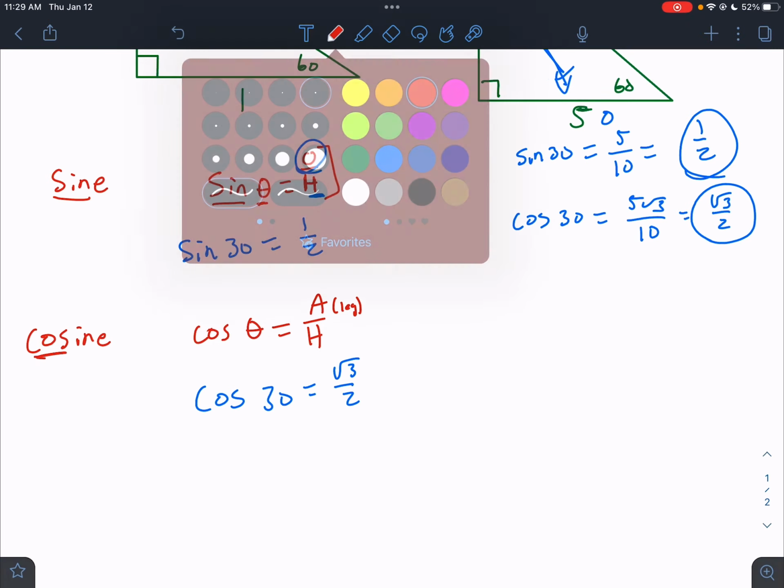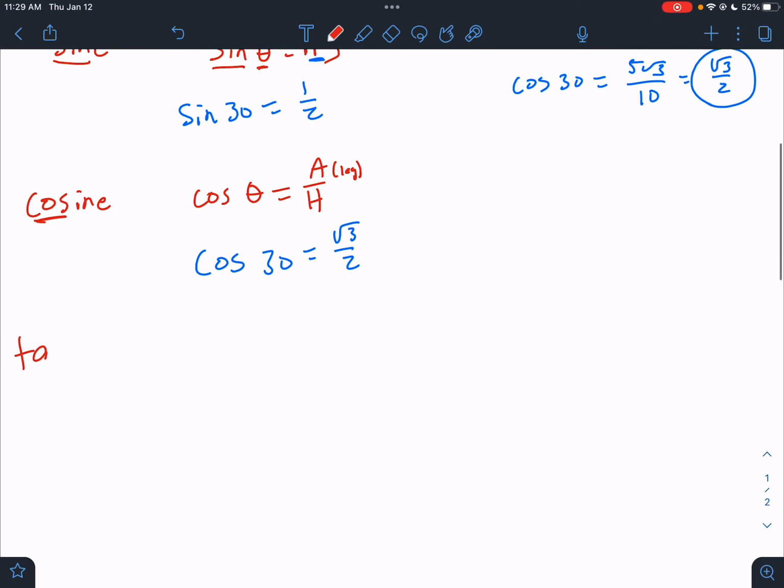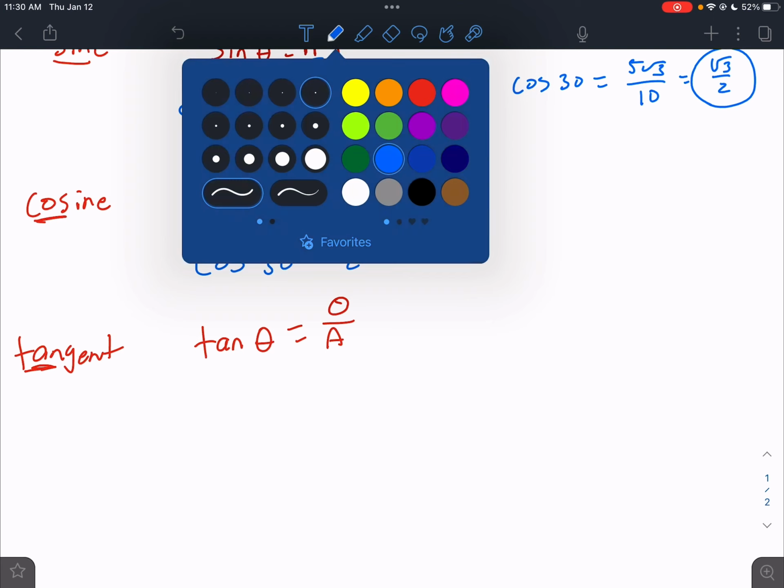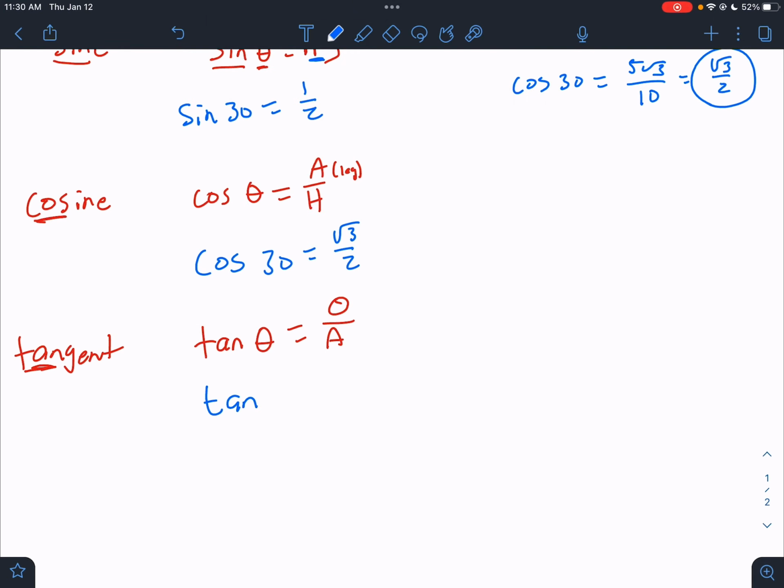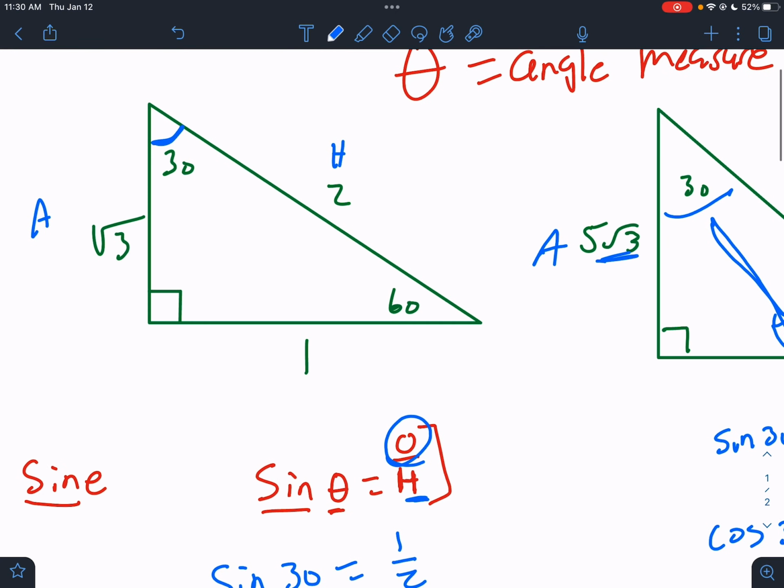The last ratio we're going to learn about today is called tangent, and it is shortened to tan, but we always say the full word. We always say tangent. Tangent of theta is defined as the opposite side divided by the adjacent leg. The opposite side divided by the adjacent leg. So let's take a look at that. What if we did the tangent of 30 degrees? So let's go up here.